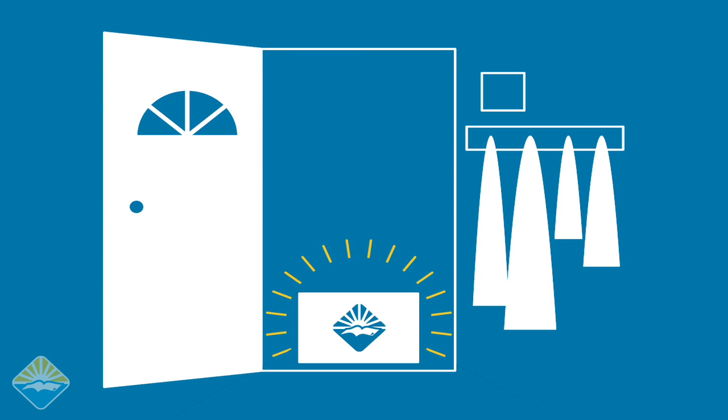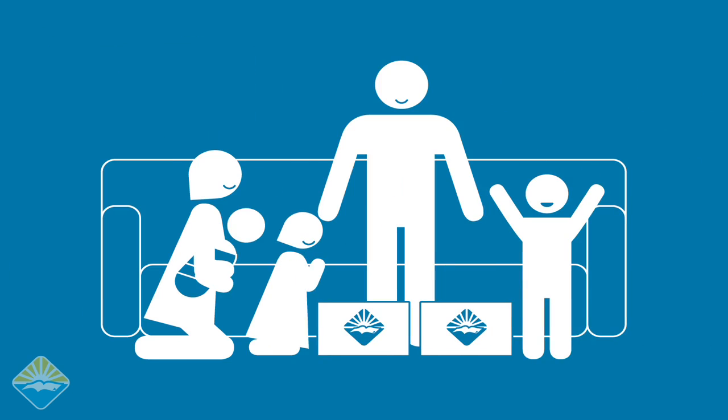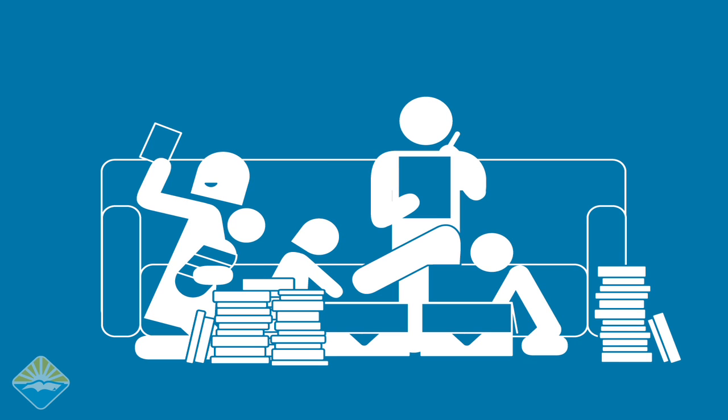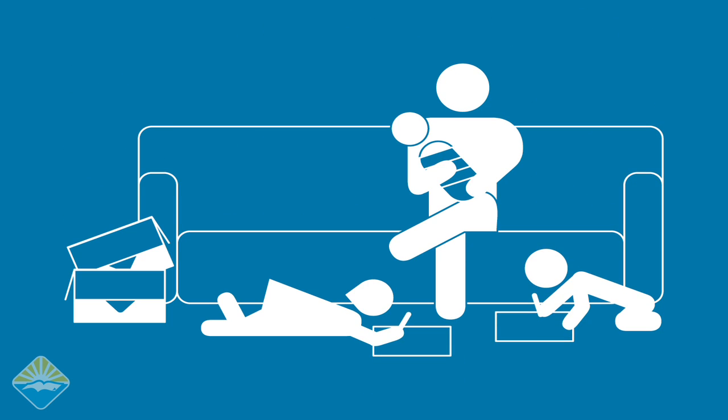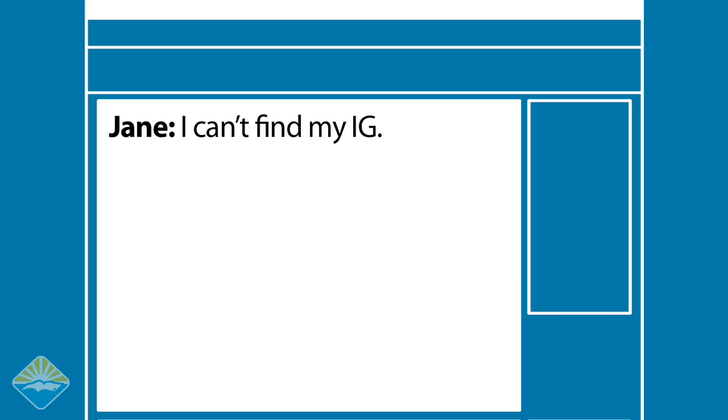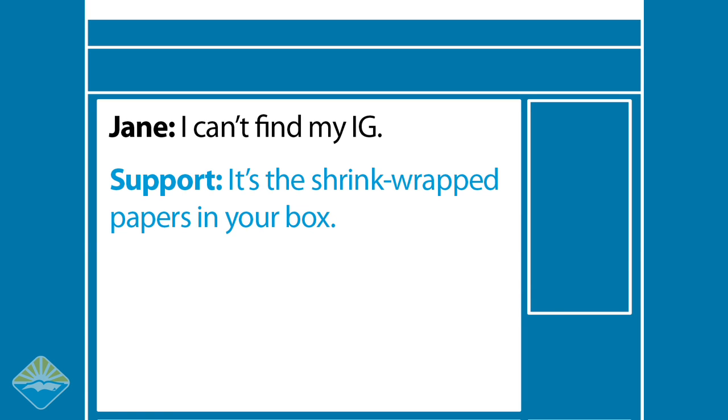Box day! John drags the boxes into the living room. The kids help pull out the books while John and Jane double-check that every exciting title on the packing list is there. John makes note of any back-ordered items, and Jane finds the sealed bag with all the smaller things in it. While the kids draw on the packing paper, Jane hops online to chat with Sonlight's customer service.